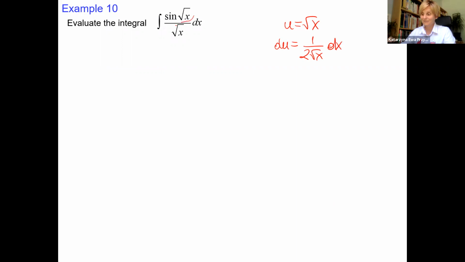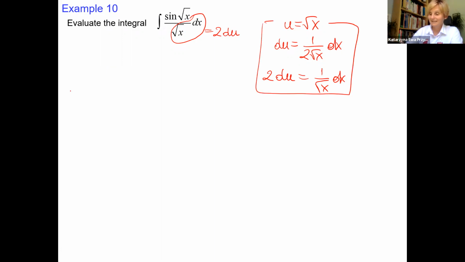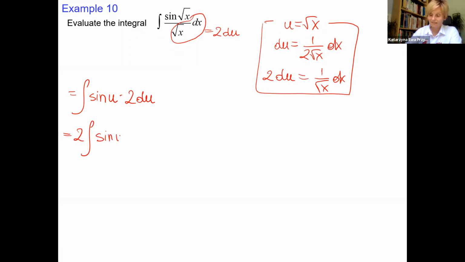And it's nice because dx over square root of x, we may see that part can be cancelled out, but we don't have 1/2. I will multiply by 2. And now 1 over root x dx will be 2 du. We managed to do this. And now let's see. We have sine of square root of x, which is sine of u, and times 2 du. Let's put 2, just sine of u.